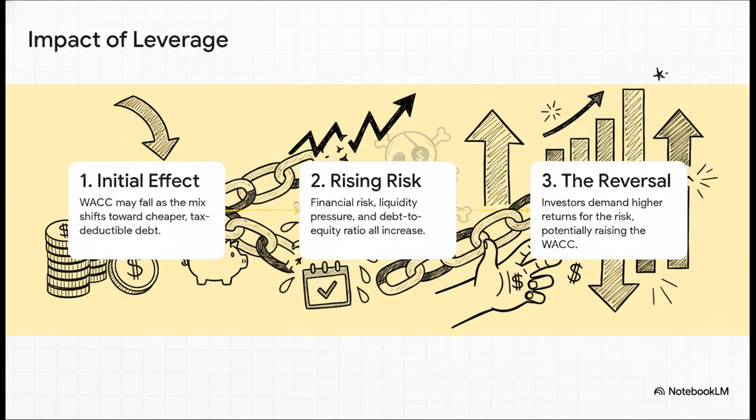So let's go back to our example company. What if they decide to shift from 50% debt to 70% debt? Well, their WACC might dip down at first, but that move dramatically increases their financial risk. Their debt-to-equity ratio goes way up, they have more fixed payments, and that makes everybody nervous. Eventually, their lenders and their stockholders will demand higher returns, which can push the WACC right back up, totally wiping out any of those initial savings.